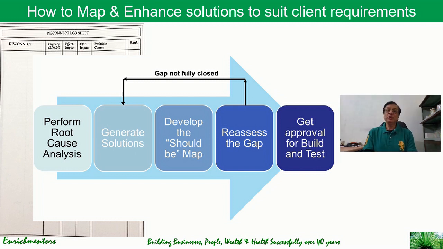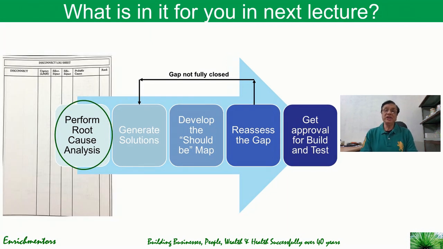Wonderful. So what do we do in the next lecture? In the next lecture, we get onto the meat of the process and start by performing the root cause analysis on the high priority disconnects that we have logged in our disconnect log sheet.